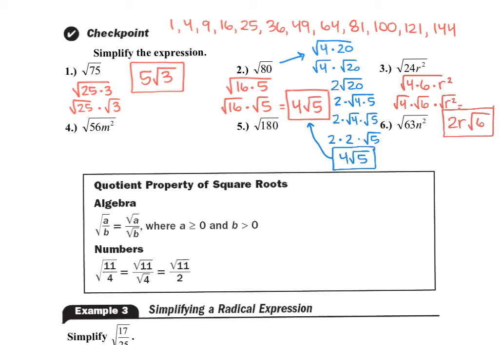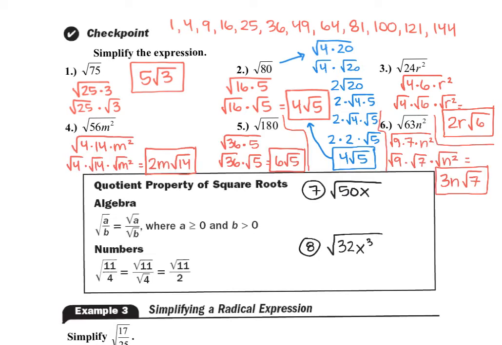of 6. All right, why don't you take a minute, pause the video, and try 4, 5, and 6 right now, and then when you're ready to check your answers, press play again. All right, go ahead and check your answers with 4, 5, and 6.